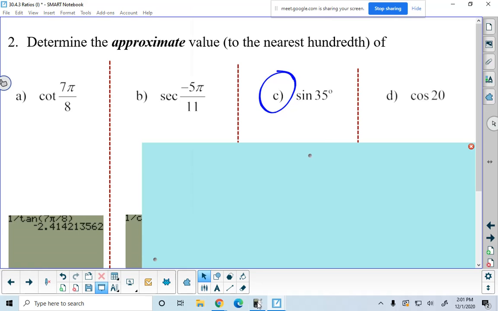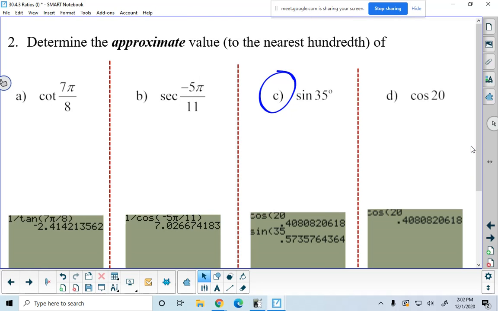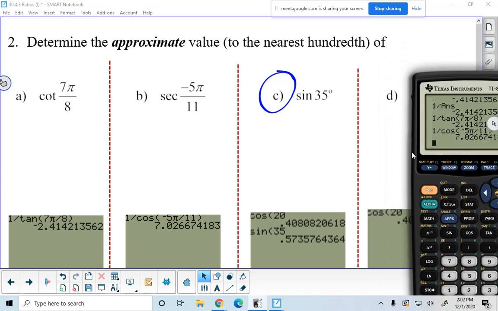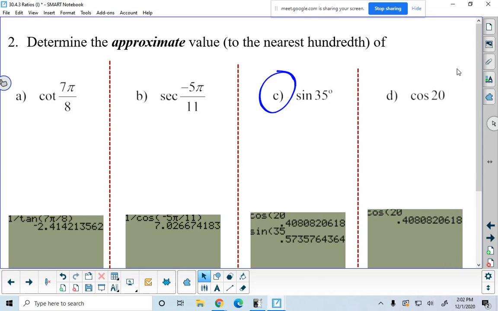If I want secant, I have to know that secant is the reciprocal of cosine. So I take the reciprocal, which means 1 over cosine of negative 5 pi over 11. And that's how you use your calculator to find reciprocal trig ratios. So I'm going to pause there. Does anybody have any questions in getting any of those answers?